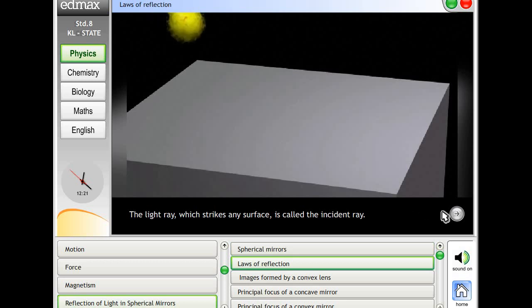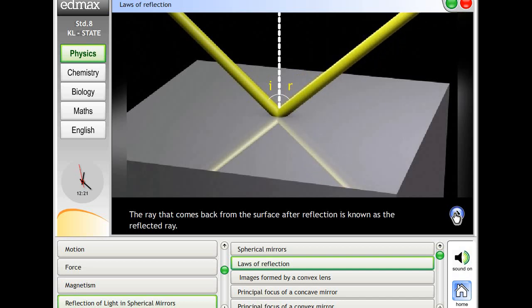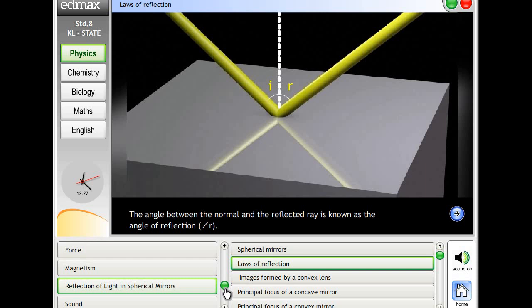Laws of reflection. The light ray, which strikes any surface, is called the incident ray. The ray that comes back from the surface after reflection is known as the reflected ray. The angle between the normal and incident ray is called the angle of incidence. The angle between the normal and the reflected ray is known as the angle of reflection.